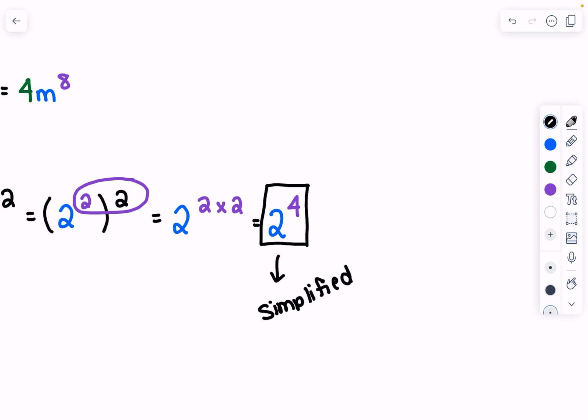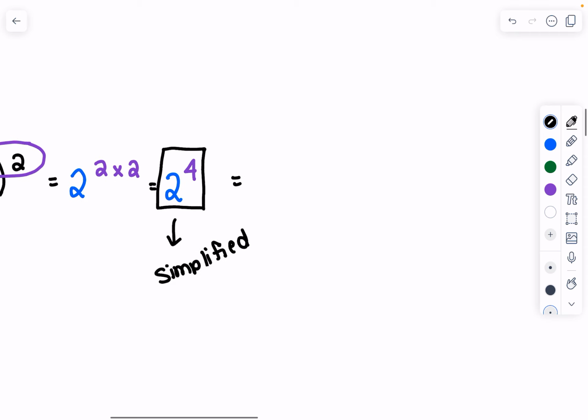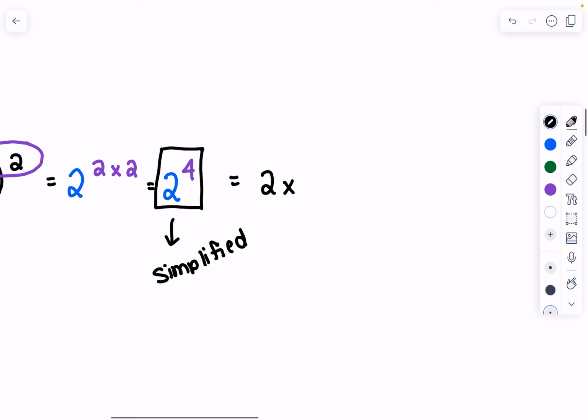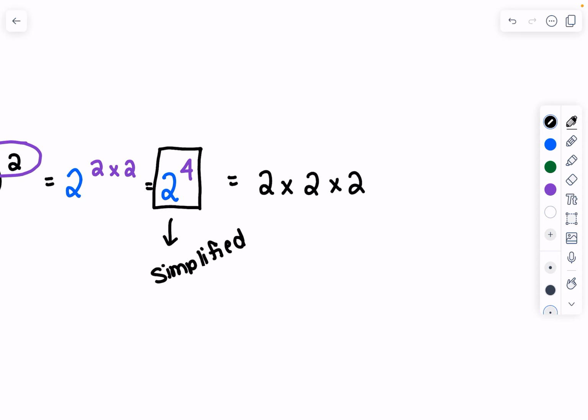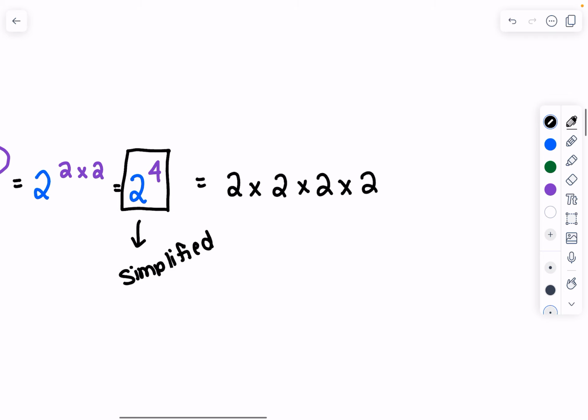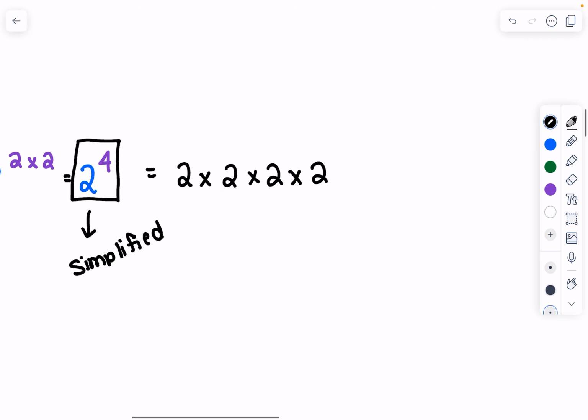Okay. And my last step is evaluating. So 2 to the power 4 is a friendly number. We can pop it into a calculator. It otherwise looks like this. 2's multiplied together 4 times. 2 times 2 times 2 times 2. 2 times 2 is 4, times 2 is 8, times 2 is 16.